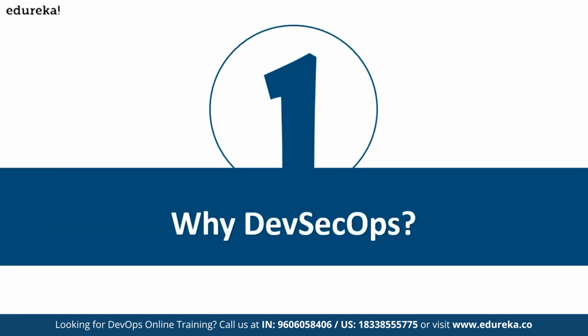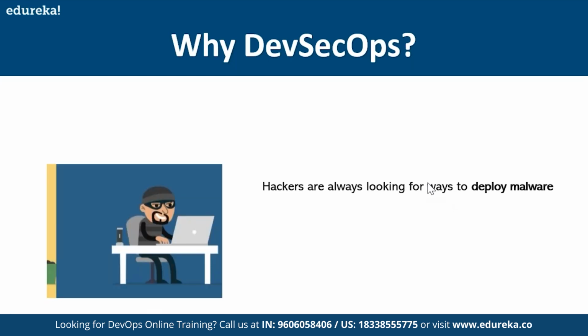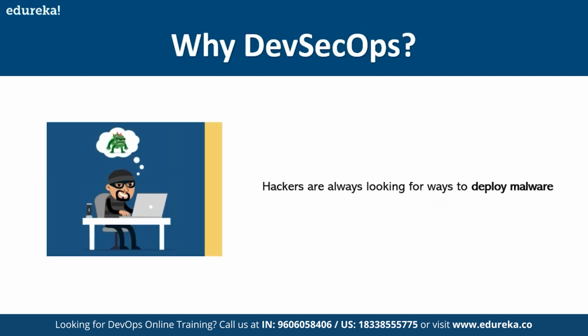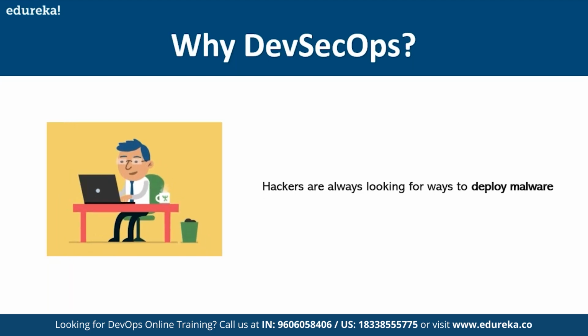Okay, so what is the definition of DevSecOps? Let us understand that. Now, what is the role of hackers? The hackers are always looking for ways to deploy malware in all the applications which we develop, right? This is the role of a hacker. As the role of a developer is to develop good software, the role of a hacker is to deploy malware.